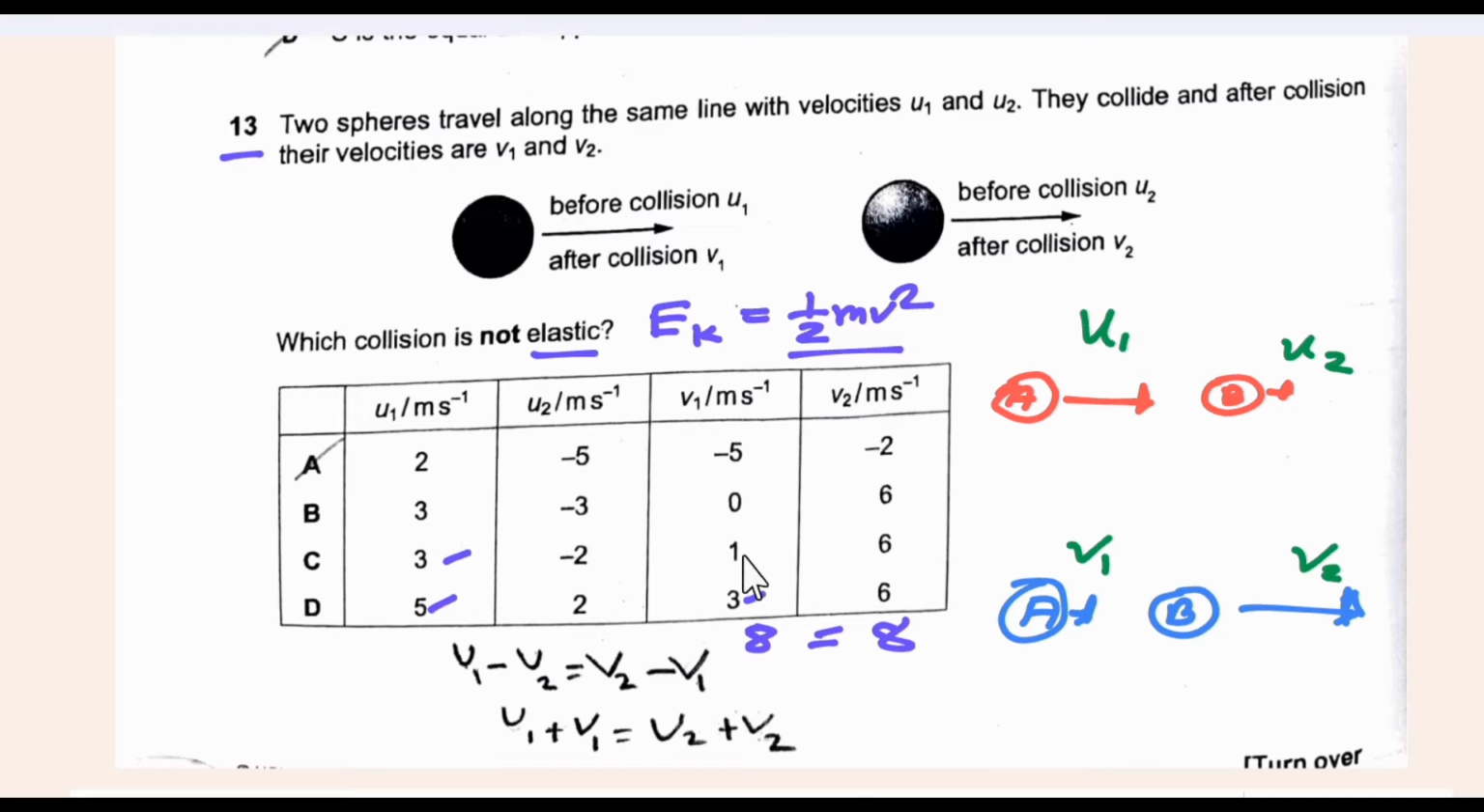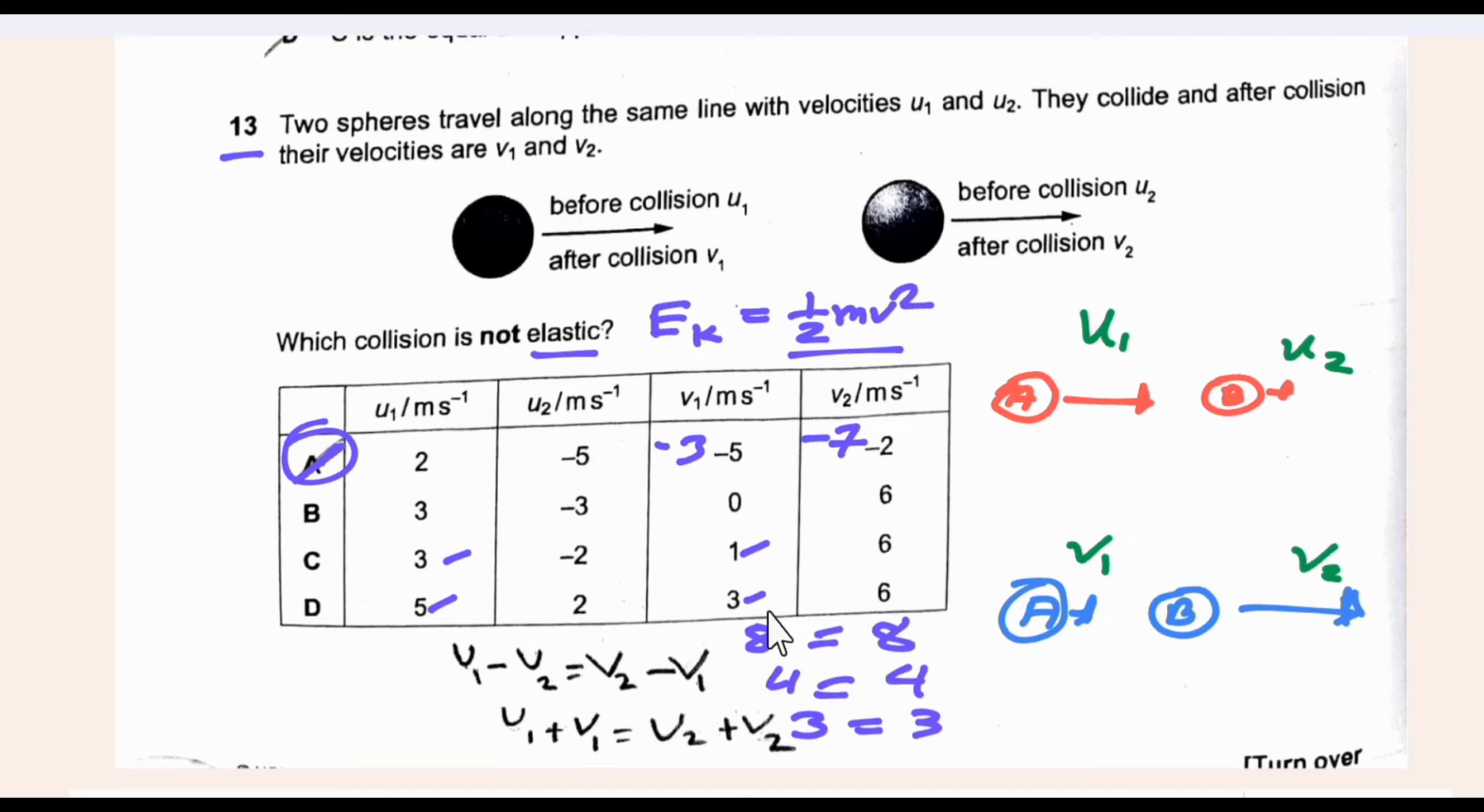Then u1 plus v1, that is 3 plus 1 is 4, and negative 2 plus 6 is 4. So this is also elastic. Then 3 plus 0 is 3, negative 3 plus 6 is 3. So these three collisions are elastic. Then 2 plus negative 5, that is negative 3, and negative 5 plus negative 2, that is negative 7. So this collision is not elastic since u1 plus v1 is not equal to u2 plus v2. Therefore this is not an elastic collision.